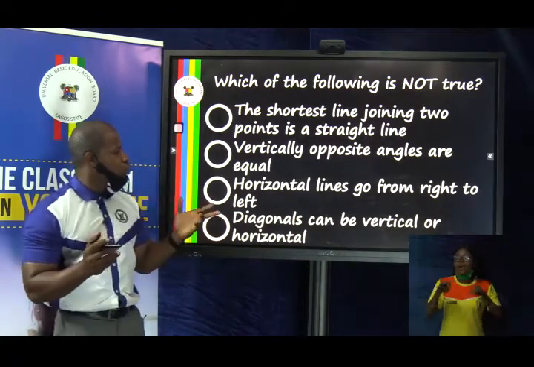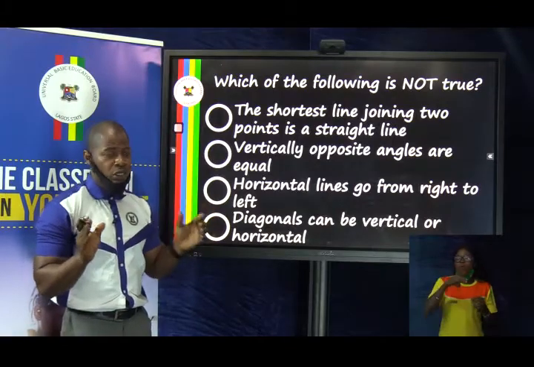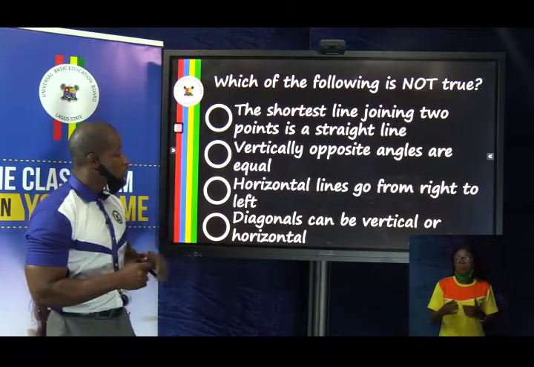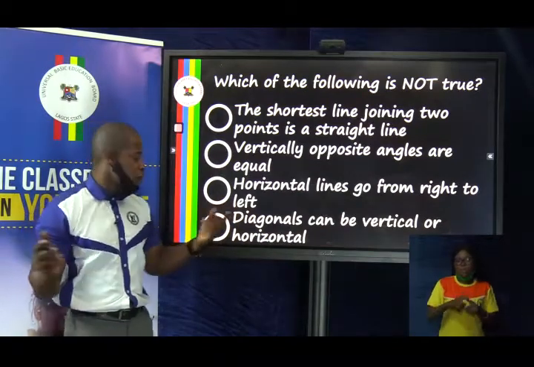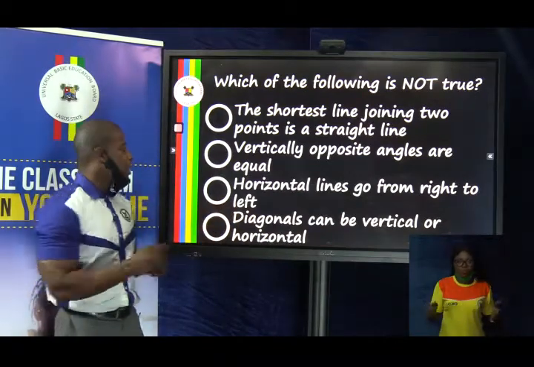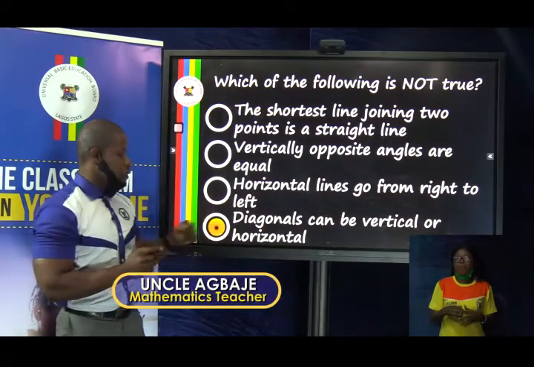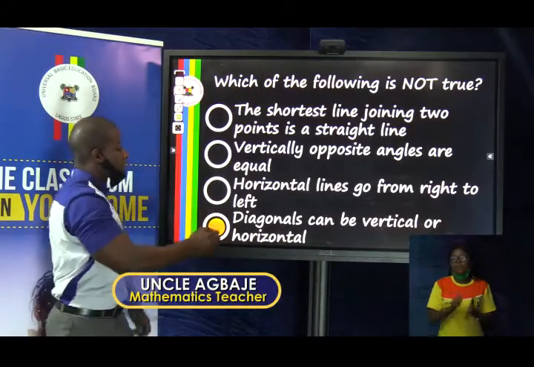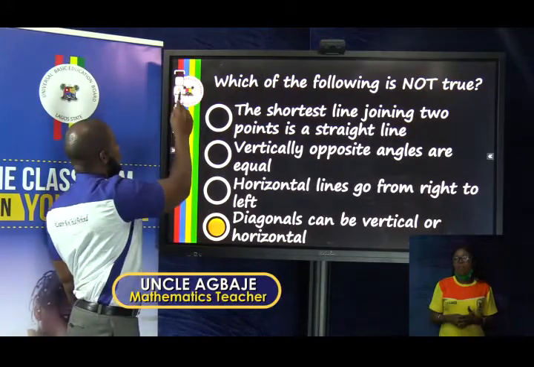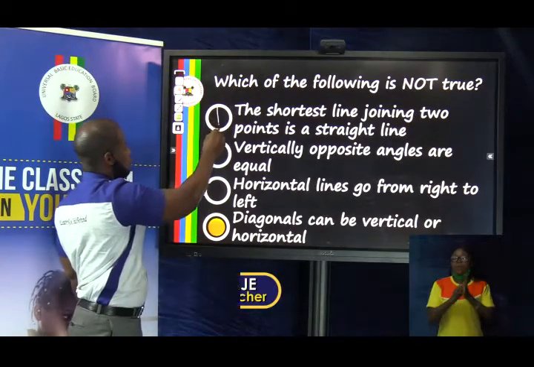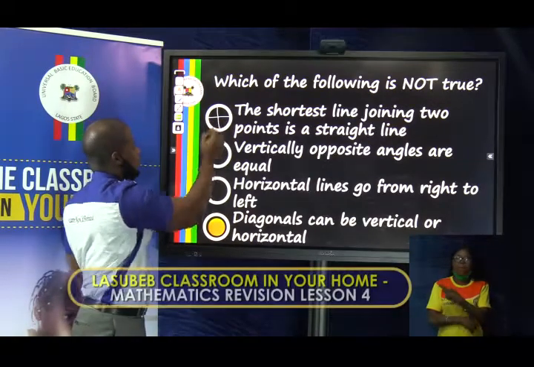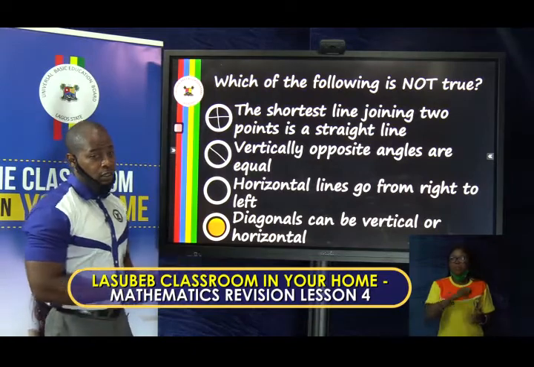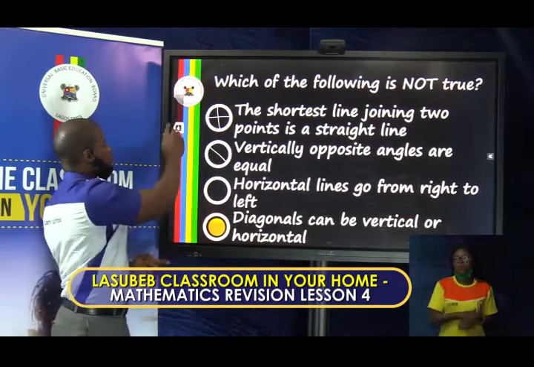Well, the shortest line between 2 points is a straight line. It is the shortest distance joining 2 points. Vertically opposite angles are equal. Horizontal lines go from right to left or from left to right. But when you say a line is a diagonal, that line cannot be vertical. It cannot be horizontal as well, because this is a vertical line. Now this is a vertical line and this is a horizontal line. But when you say a line is diagonal, it means it is not vertical, neither is it horizontal. So let's move on.